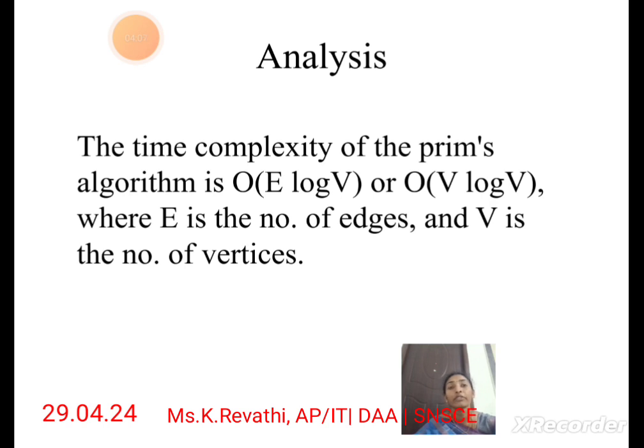The analysis of the algorithm is big O of E log V, where E is the number of edges and V is the number of vertices.